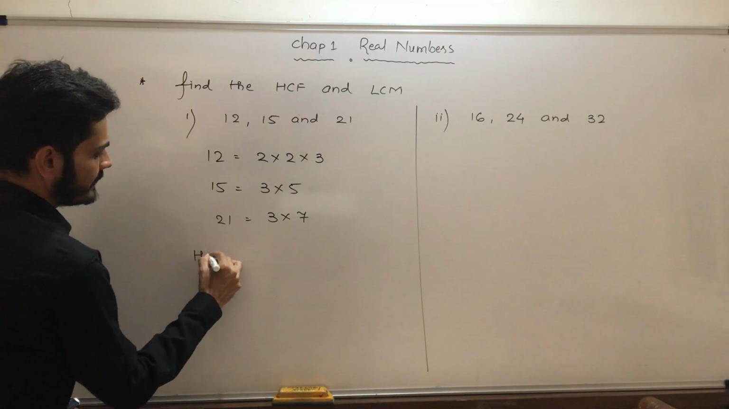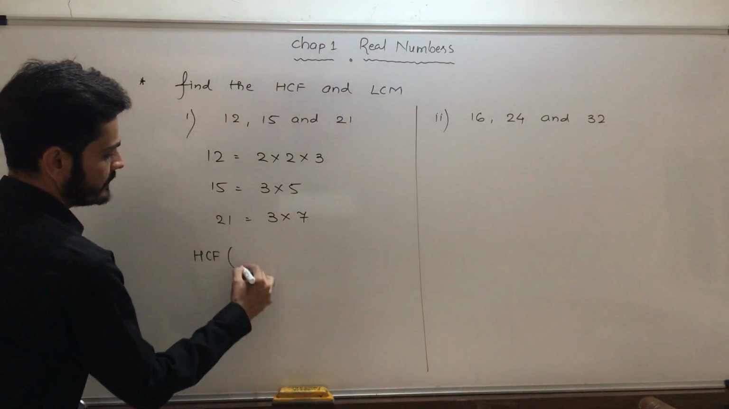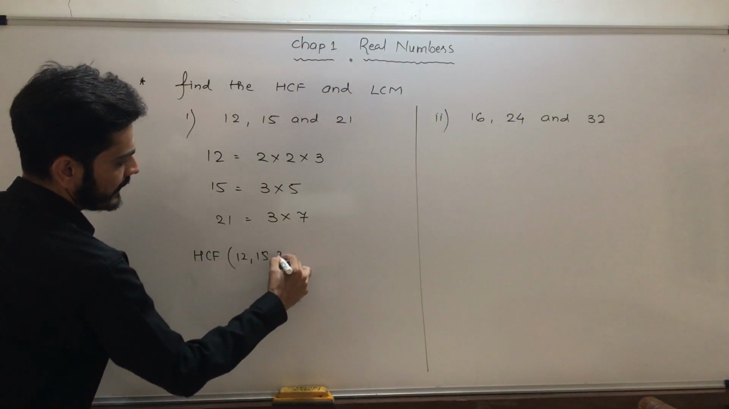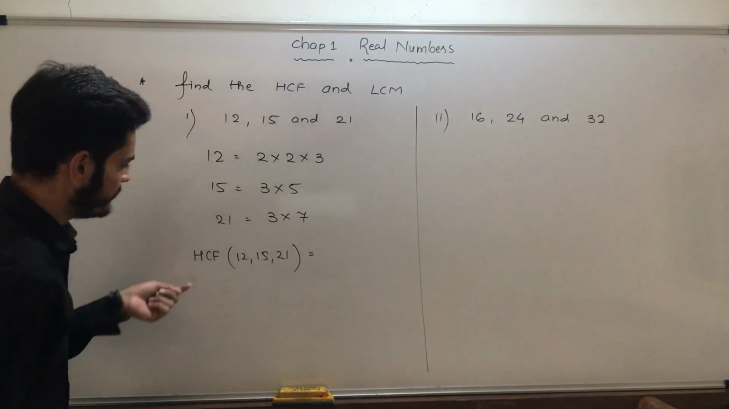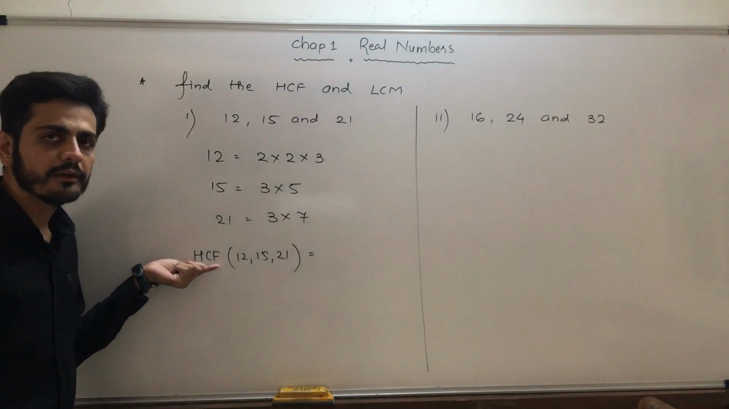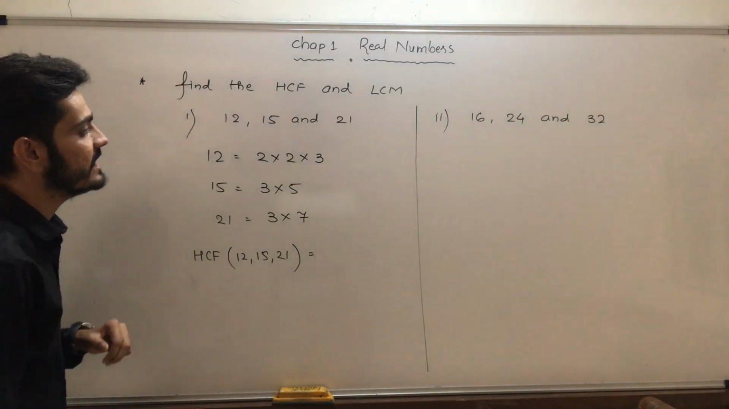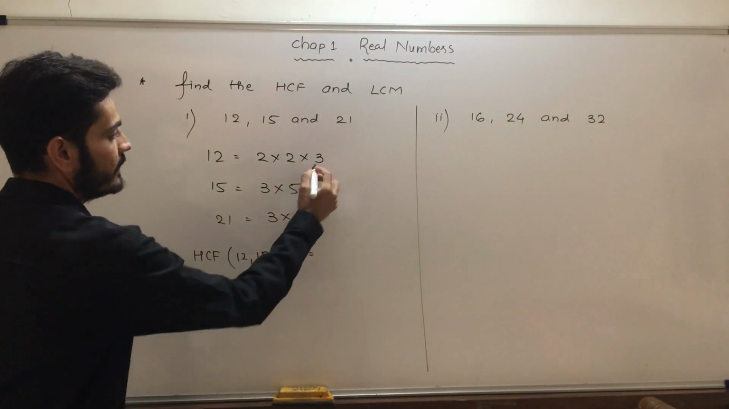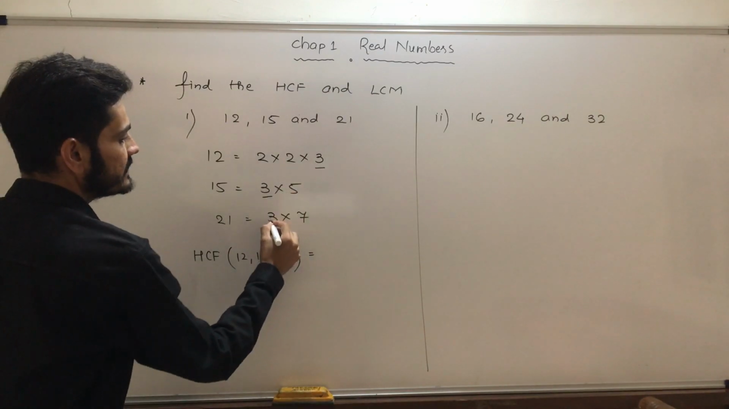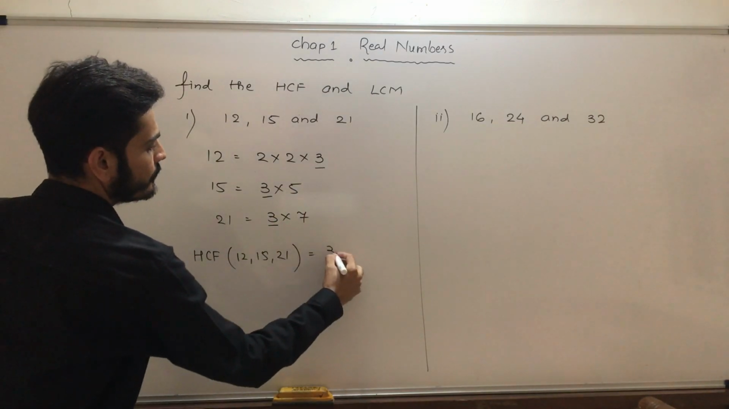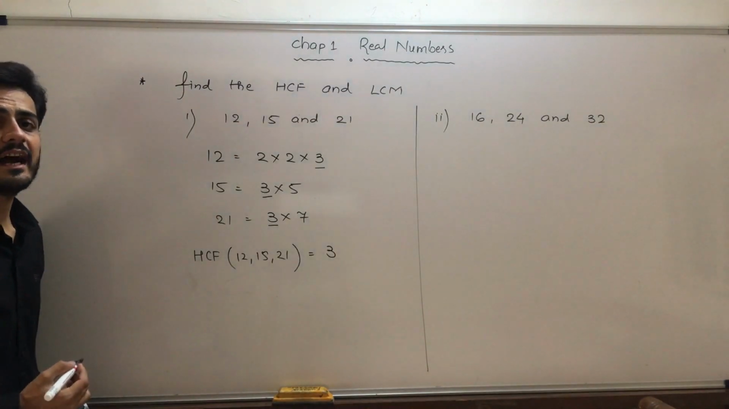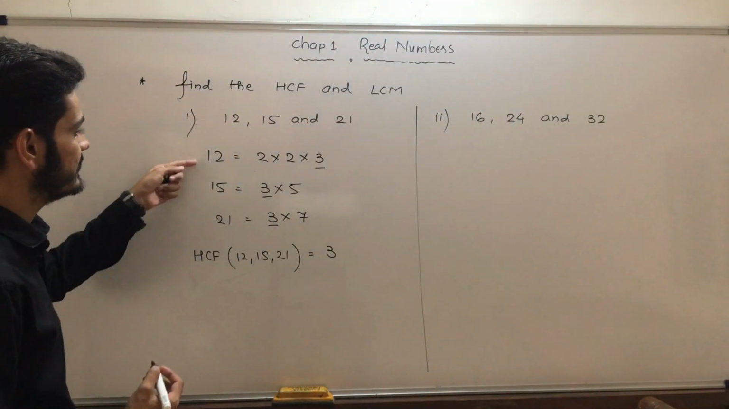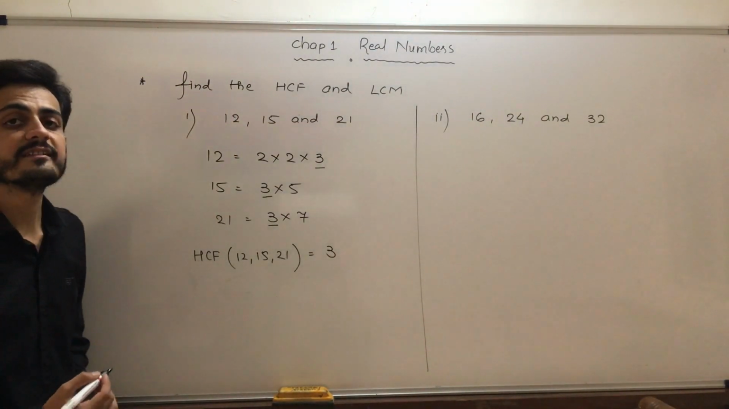Now we want to find the HCF of these three numbers, 12, 15 and 21. HCF is the highest common factor. So let's check which is the highest common factor here: 2, 2, 3, then 3, 5 and 3, 7. Underline which is common, that is 3, 3 and 3. Then 3 is the highest common factor of these three numbers, and that is called the HCF.